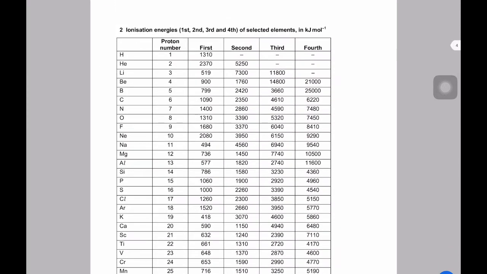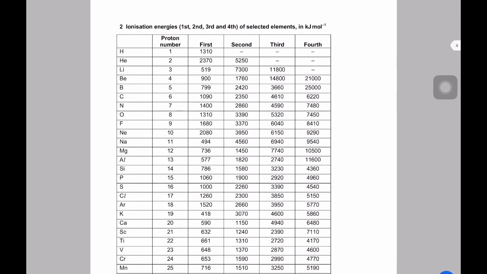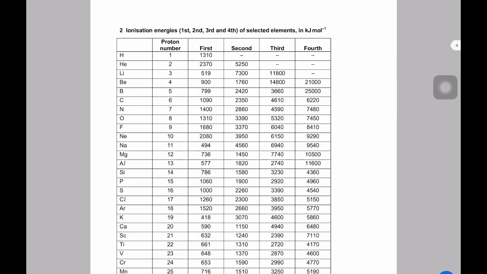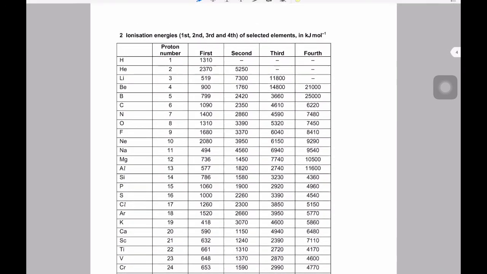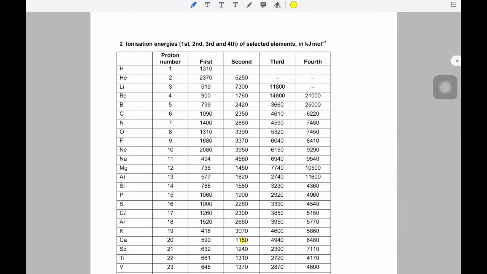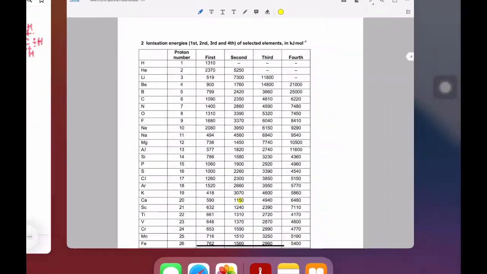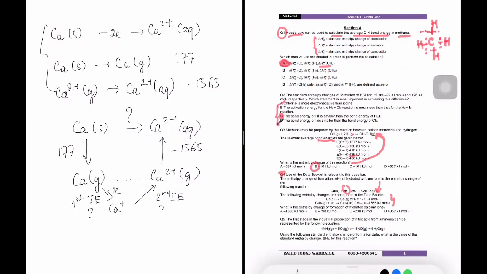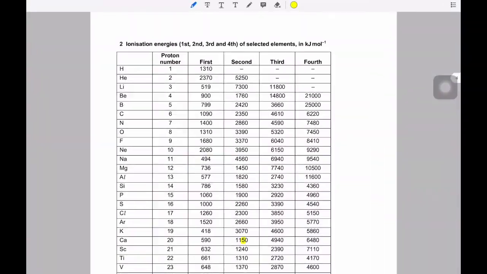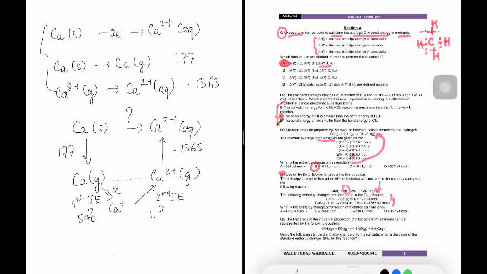Okay, so if we look at the ionization energy chart here, and we are looking for calcium, okay? So actually, to lose the first electron, it will cost 590, and to lose the second one, it will cost 1150. Okay, so those are the two numbers that we need for our calculation. So 590 here and 1150.